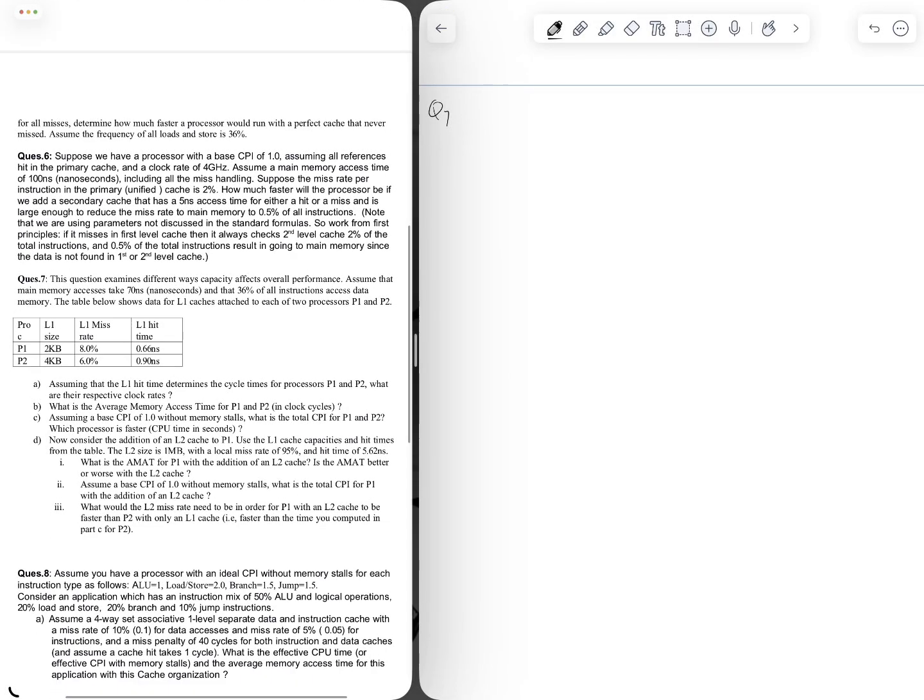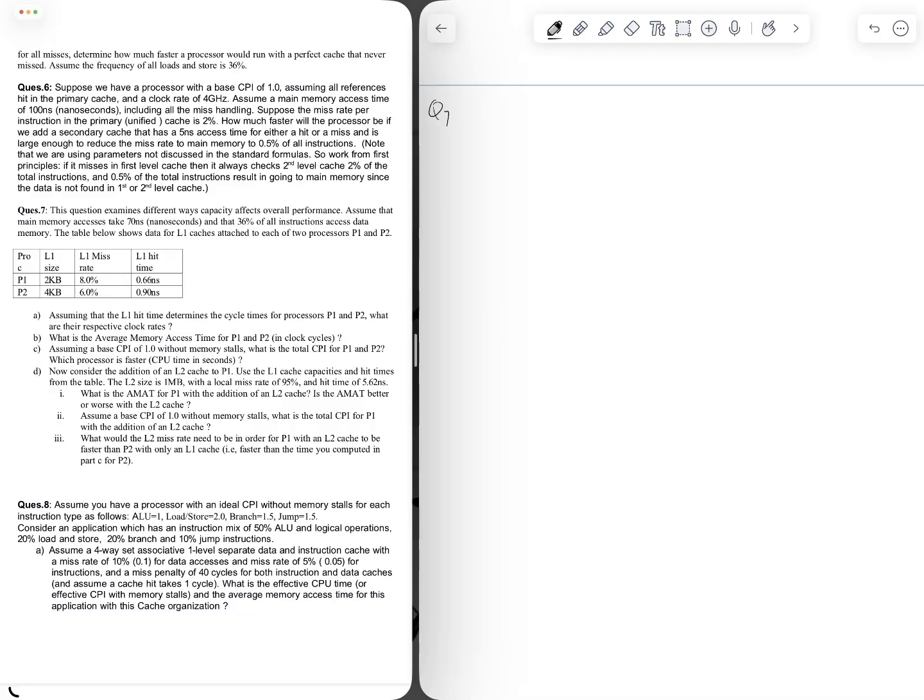Guys, let's talk about question 7 in homework 3. We have the table, and main memory access will take 70 nanoseconds, and 36% of the instructions will want to get data. And we have the table for processor 1 and 2.